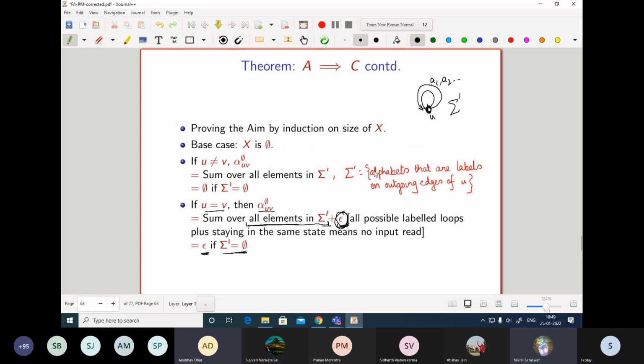Yes? Ma'am, in the first part of the proof, why does it not depend on V anywhere?